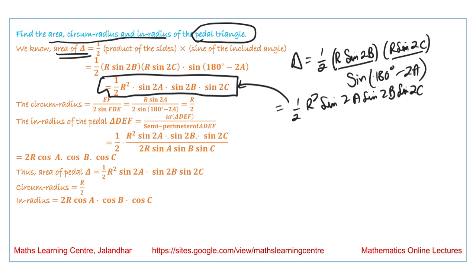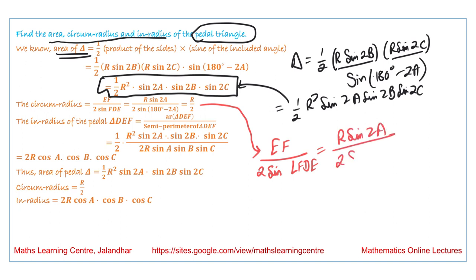Next we have to calculate the circumradius. For the pedal triangle, it is EF over 2 times sine of the angle FDE. So this is equal to R sin 2A, this is the side, divided by 2 into sine of 180 minus 2A. So this is equal to R by 2.